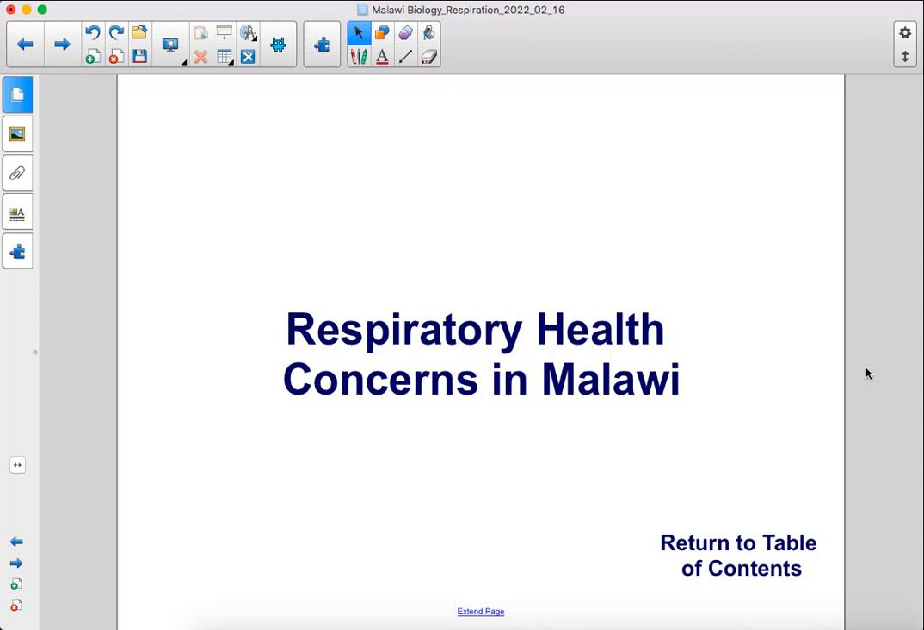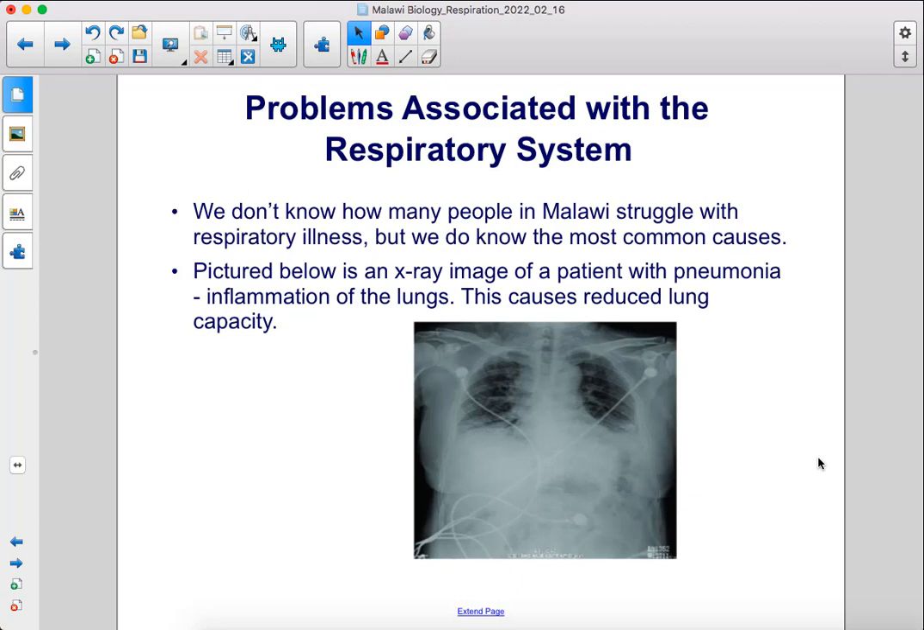Respiratory health concerns in Malawi. We don't know how many people in Malawi struggle with respiratory illness, but we do know the most common causes. Pictured below is an X-ray image of a patient with pneumonia, inflammation of the lungs. This causes reduced lung capacity.